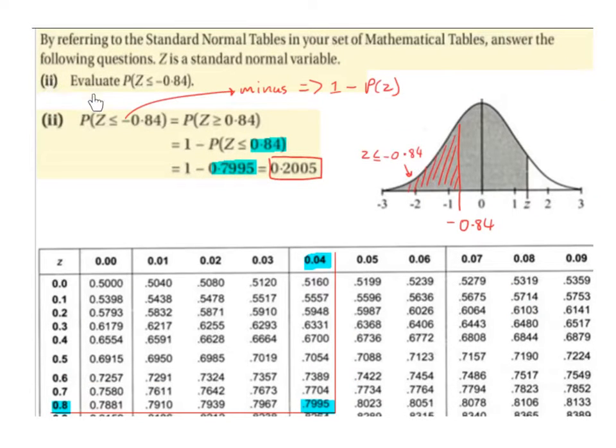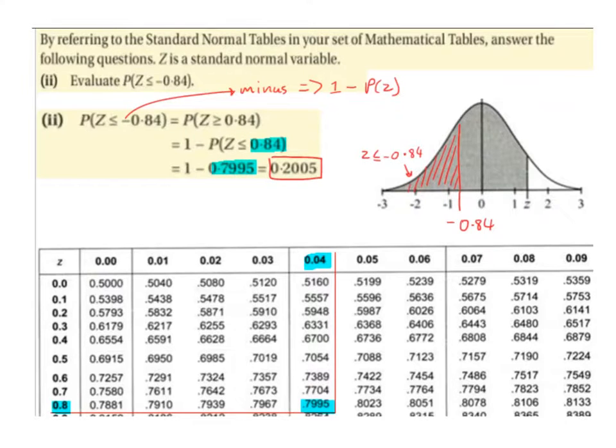Part 2. Evaluate the probability that Z is less than or equal to minus 0.84. Well, we can see that this is approximately minus 0.84 on our curve, and the area to the left of that is less than or equal to minus 0.84. Now we can't get a minus from our tables. There are no minus values. However, the probability that Z is greater or equal to positive 0.84 would be the exact same.